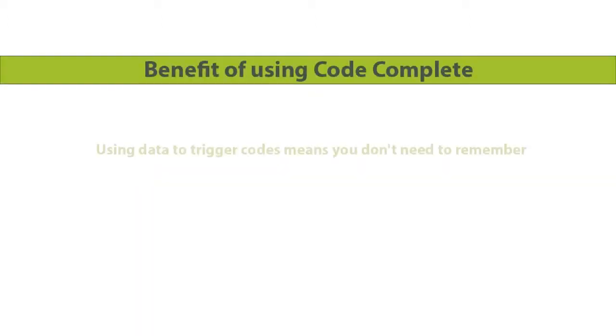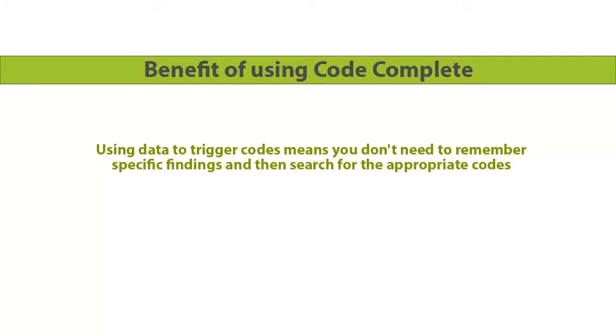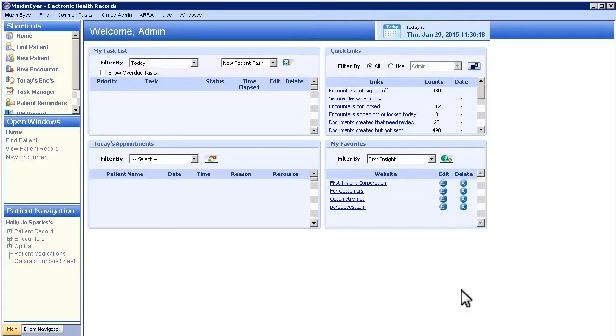required. The benefit of using data to trigger codes is that you don't need to remember specific findings and then search for the appropriate codes since they're automatically suggested for you. Let's see an example of how Code Complete works.